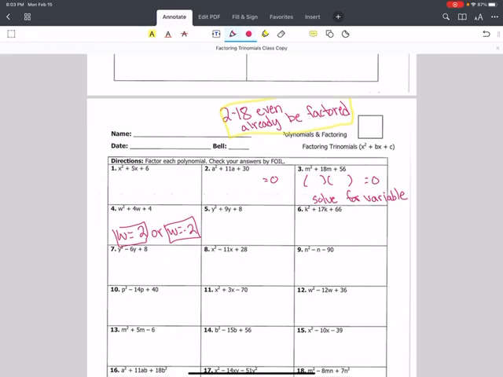Hope you're enjoying your snow day. This is not too much work, just enough that we don't forget what we're doing, and we introduced a new step called the zero product property.